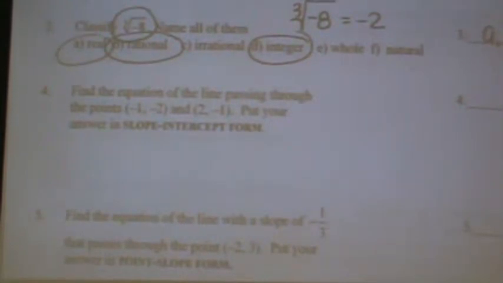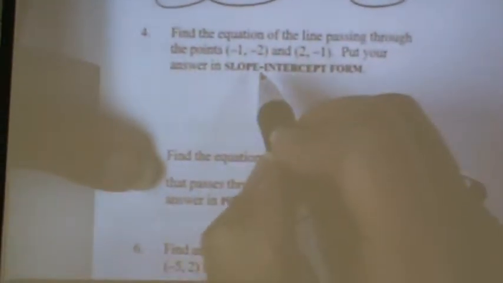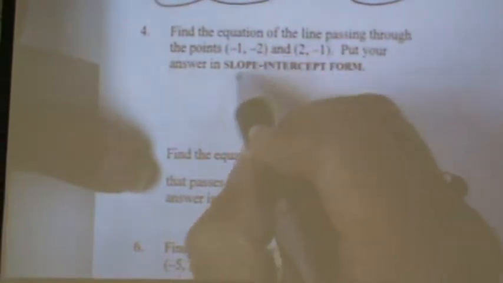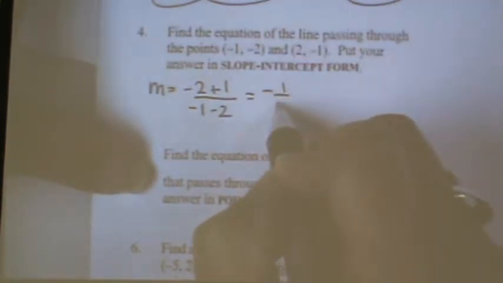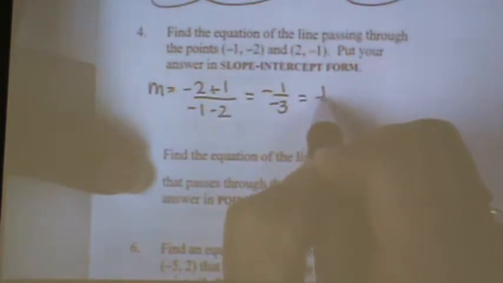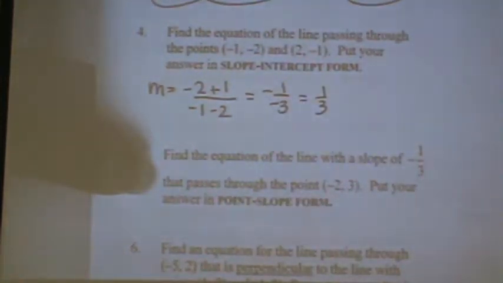Number 4, how do you find the equation of a line passing through 2 points? Well, you need the slope and you need the y-intercept. So what we can do is first figure out the slope. The slope is the difference of the y, so -2 minus -1, so +1, over -1 minus 2. So I get -1 over -3, which is 1/3, correct? Yep. 1/3 is your slope.